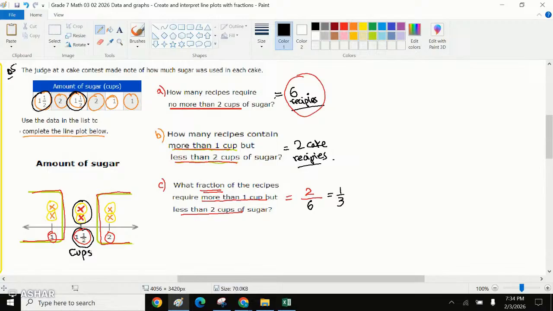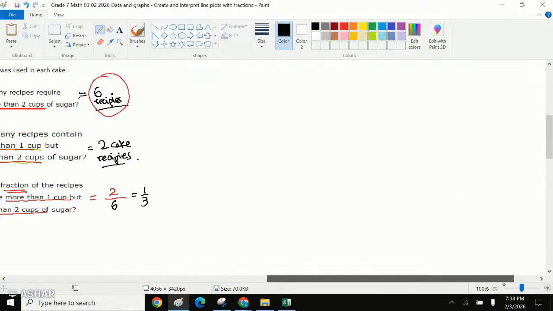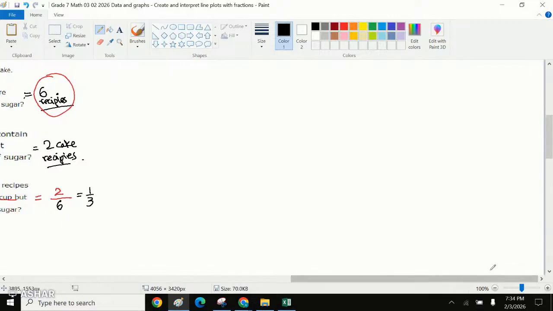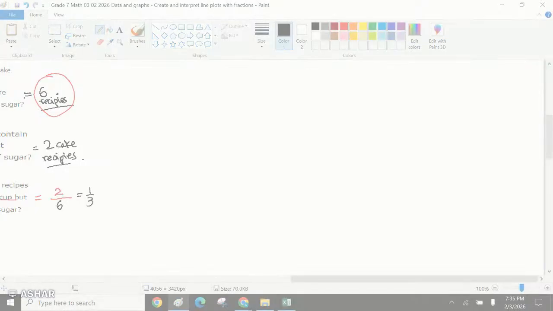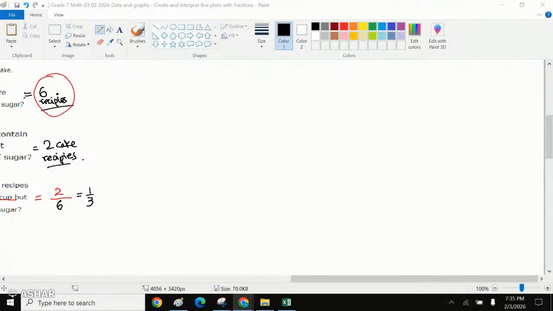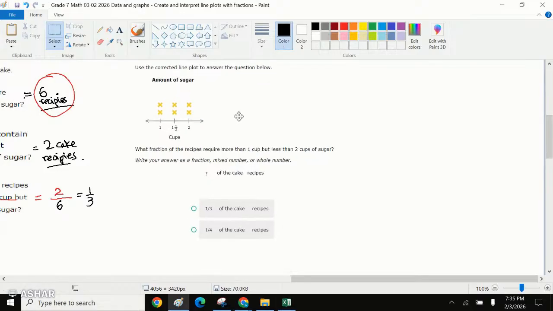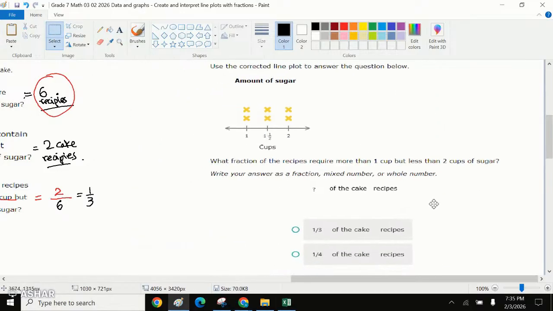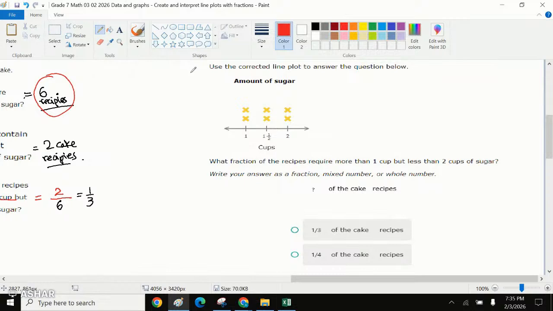Okay. Moving ahead to the next. After this, let's try a question or two from the test. The first question from the test says, I think we just did a similar question. This is question number 1 from the test.